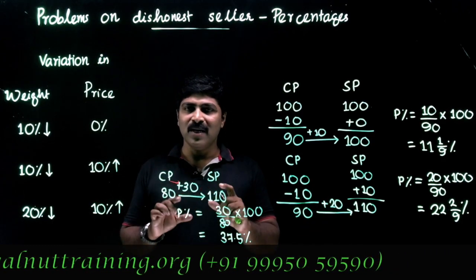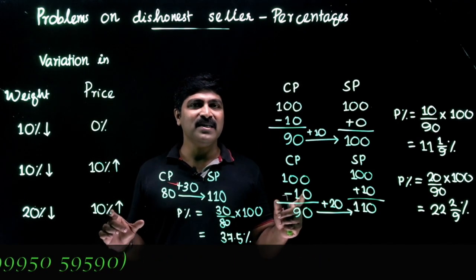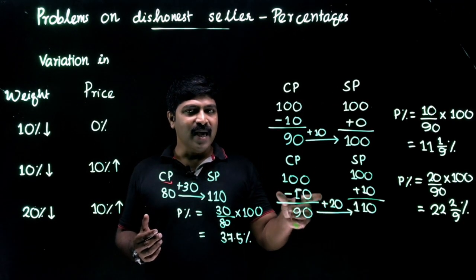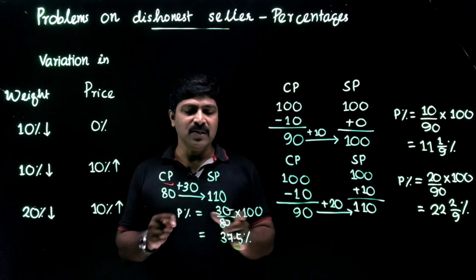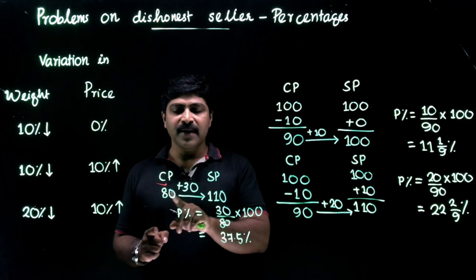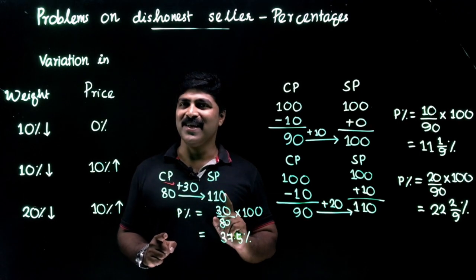So hope you got the application properly. Whenever you are facing such a set of questions, you can directly apply this concept, and in its ultimate set of operations, instead of assuming the values like this, directly you can assume which is the cost price and which is the selling price.